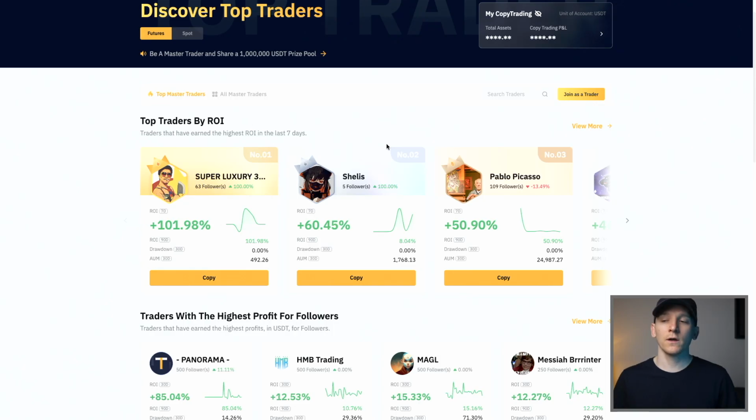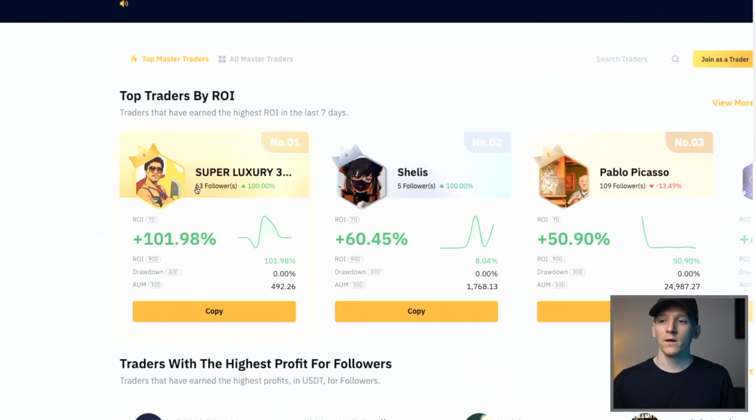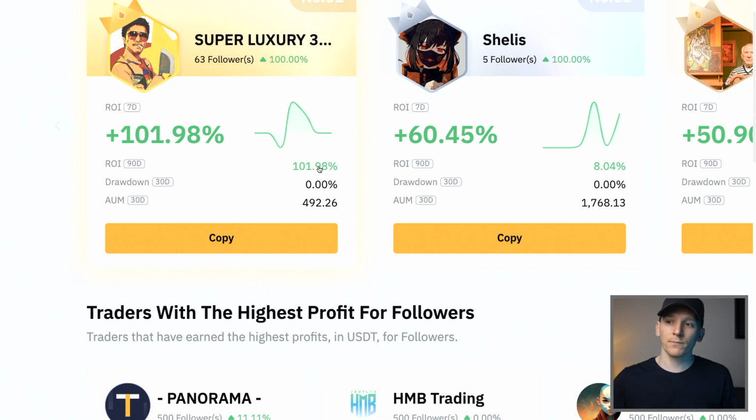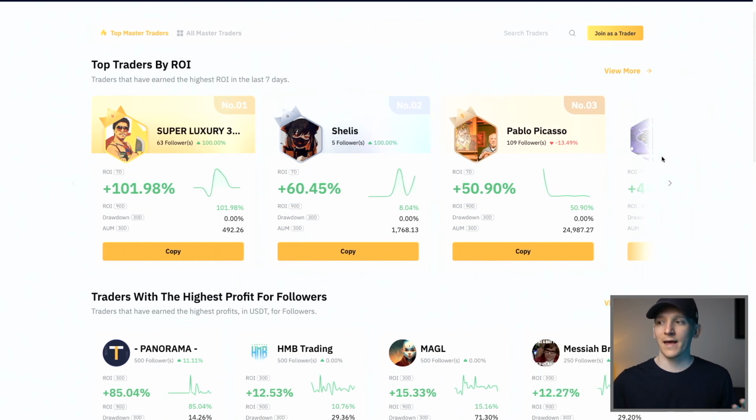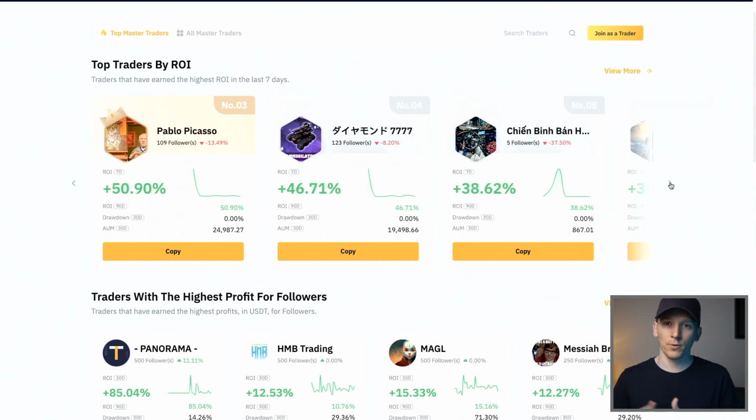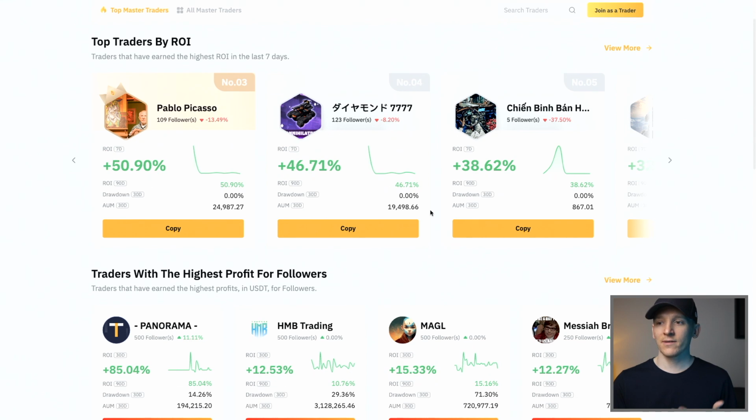What are some of the things that I would look for before choosing a trader? Definitely their history over a longer period of time. So if you come to top traders by ROI, you can see that this guy's actually pretty much doubled his money in the last 7 days, but the amount of assets under management is very, very low. And so, like I said, that can happen to anyone, just getting lucky or putting a trade in that goes really well with a bit of leverage. So what I would want to do is look at assets under management and then the history.